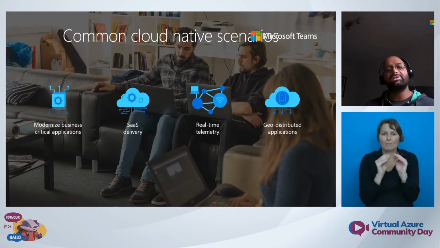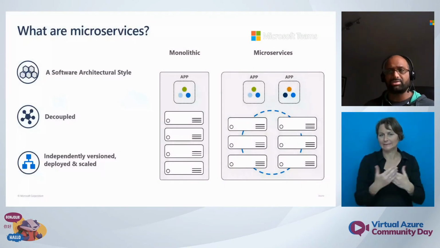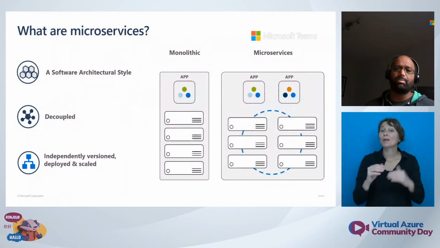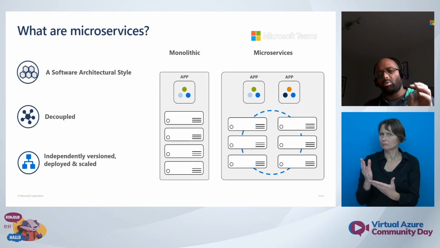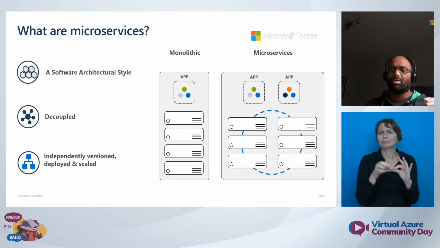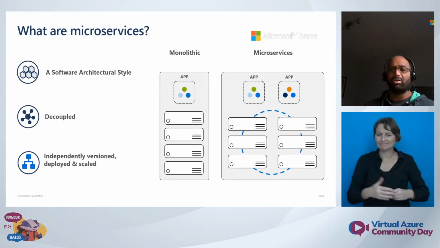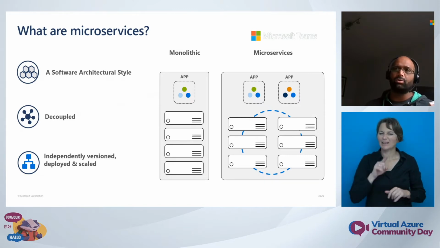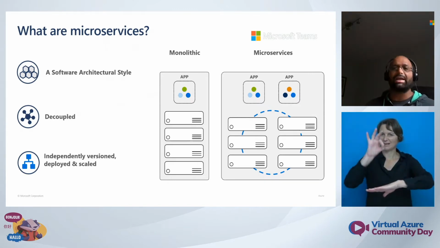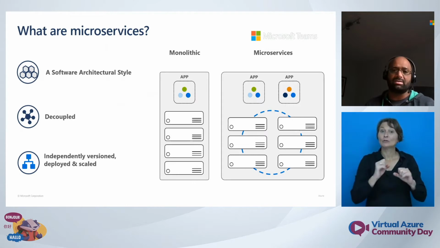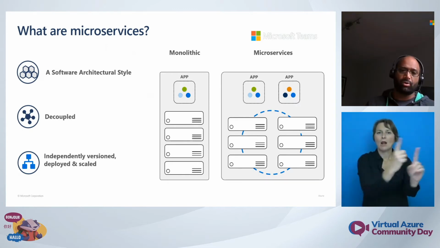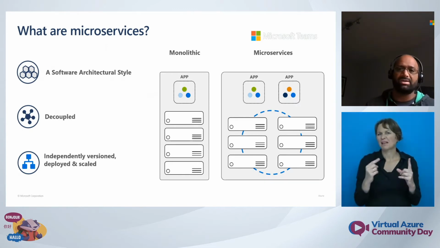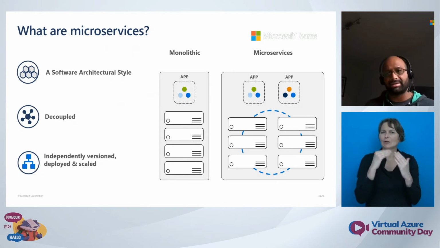Now let's talk about microservices. Microservices architecture is a very important piece of the cloud native equation. So let's talk about what microservices are. Microservices is a software architectural style where you create a system by combining a number of independent services which are loosely coupled. These services talk to each other using standard protocols like HTTP or gRPC via well-defined interfaces.